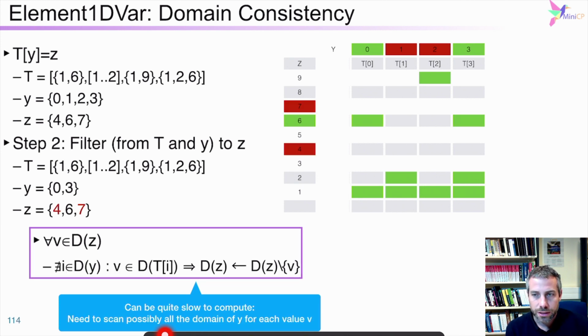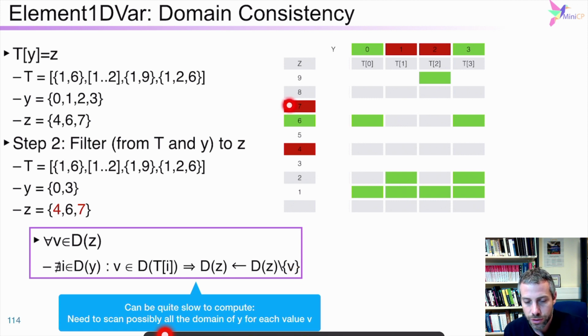The second rule that we can apply is filtering in the direction of Z. So we take into account T and Y, and we will consider the filtering of Z. To do this filtering, we need to consider each value one at a time. And if we realize that this value, for instance, the value 7, is not contained in the domain of any index variable, so in any variable in T for which the corresponding index is still valid, then we can remove this value V from the domain of Z.